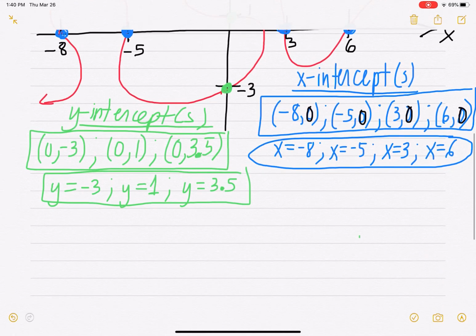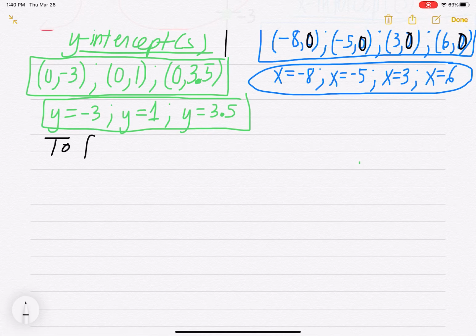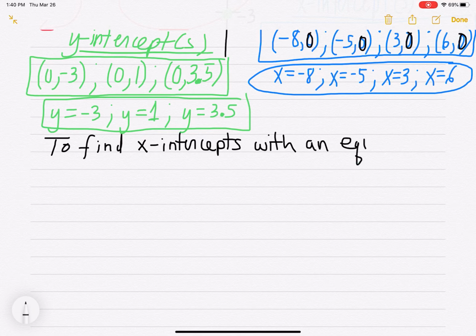So I'm going to write down here: to find x-intercepts with an equation, this is what you want to do.